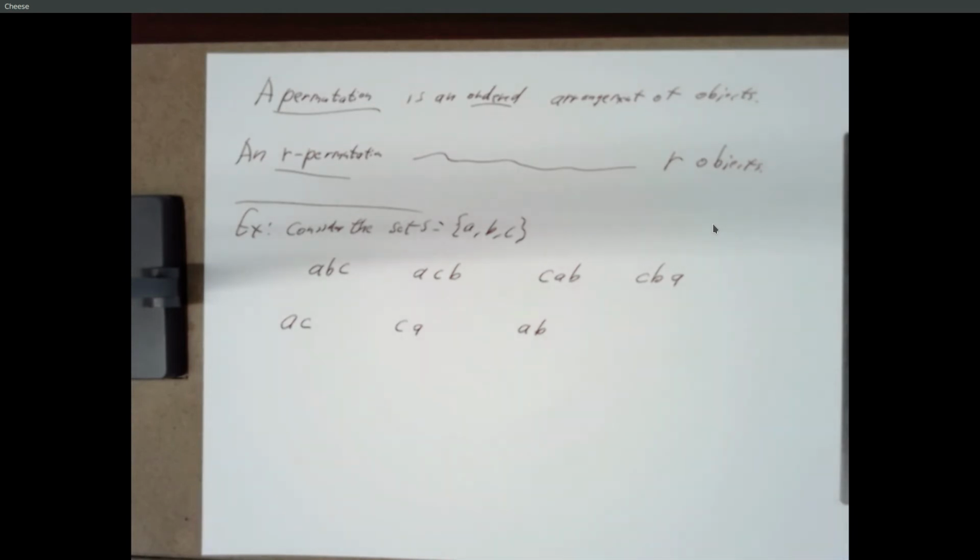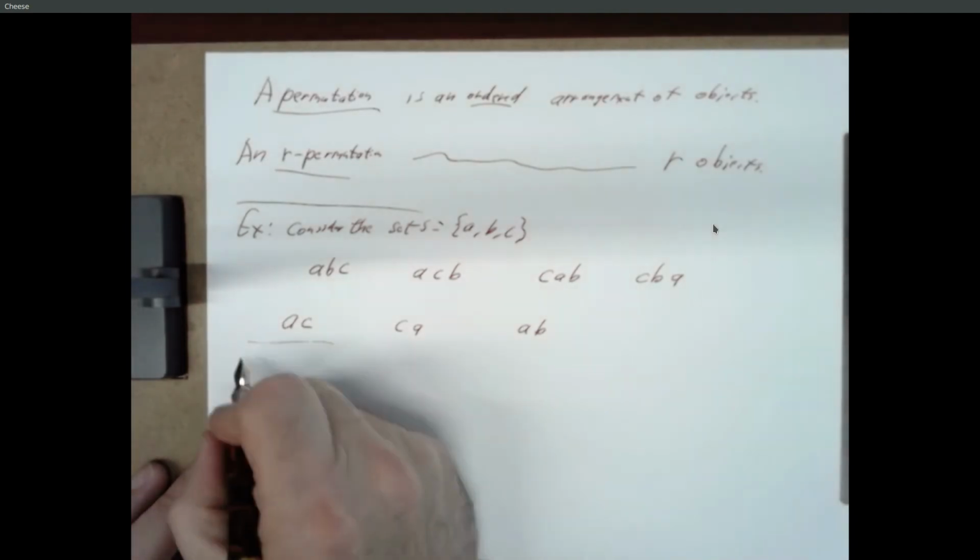And we're mostly going to be talking about how to figure out how many permutations there are of a collection of elements. Total permutations or R permutations. And a lot of problems can be translated into this question of how many permutations are there. So let's look at an example.